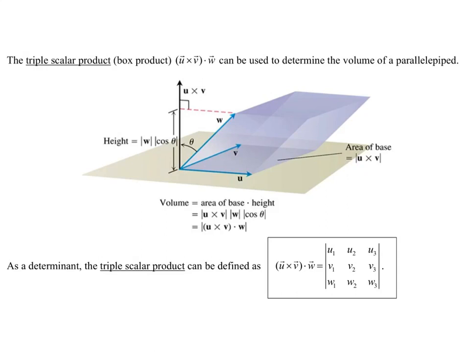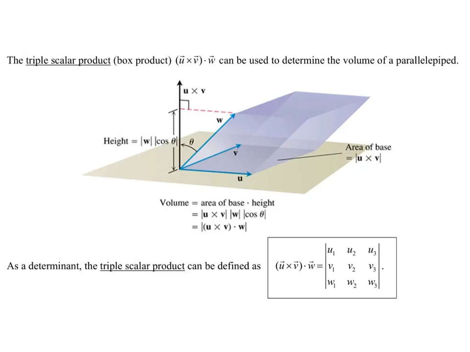The triple scalar product, also known as the box product, is defined as U cross V dotted with W. It can be used to determine the volume of a parallelepiped in 3 dimensions. So if you look at this picture here, the area of the base of the parallelepiped is the magnitude of U cross V, and the height is going to be the magnitude of W times the absolute value of cosine theta, where theta is the angle between W and U cross V.